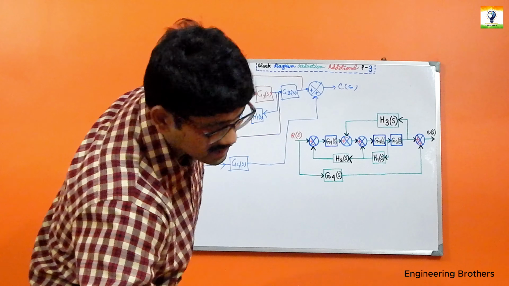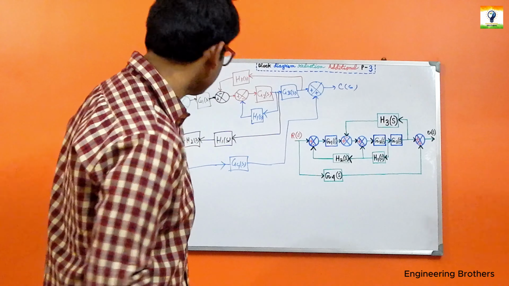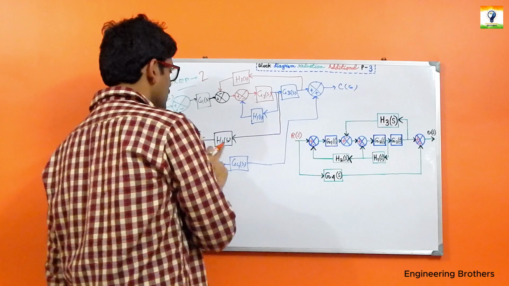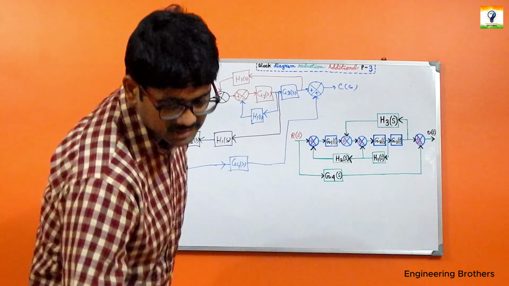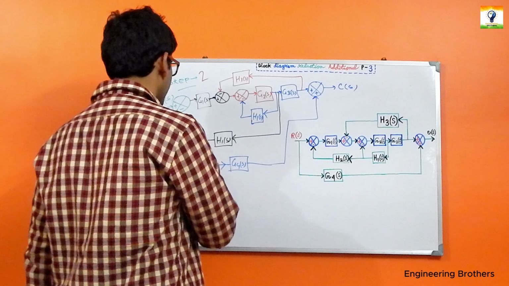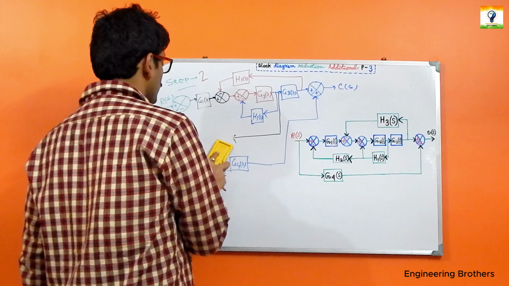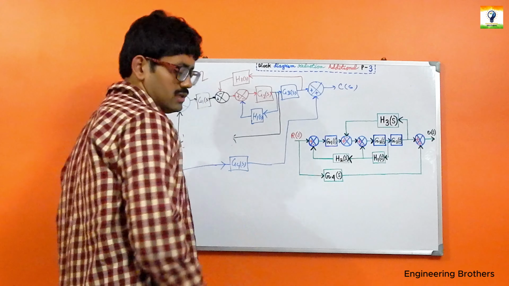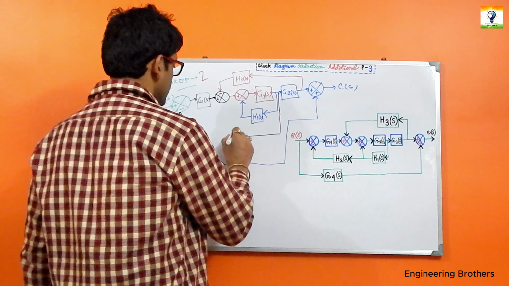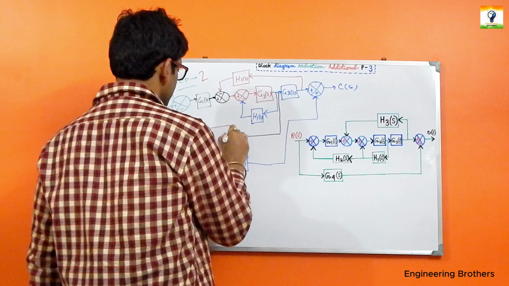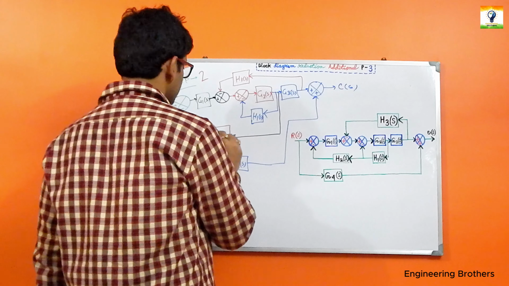Now in our step 2, what is the next step? As you can see, these H2(s) and H1(s) blocks are present in series. We can convert these two blocks into one block, where the overall gain for that path is H2(s)H1(s).